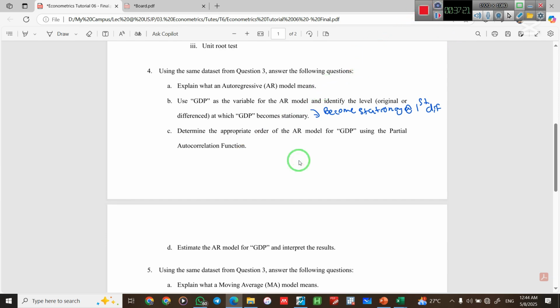if I briefly explain what we have done in this AR model, simply, an AR model says the present value of a variable is a function of its previous value.